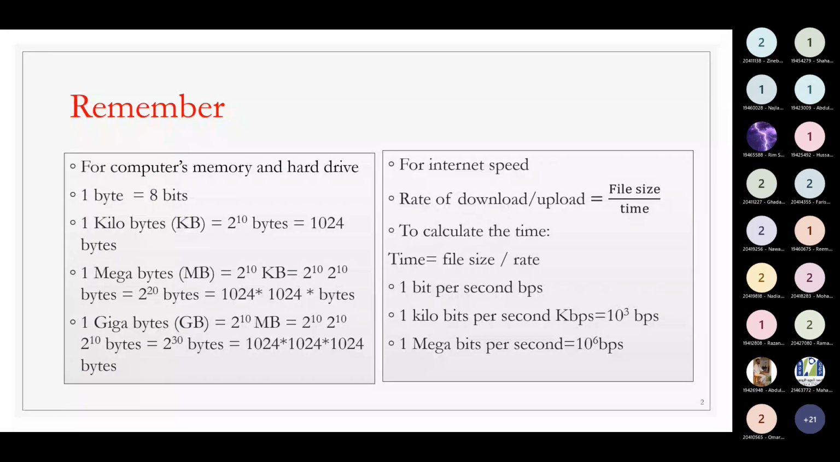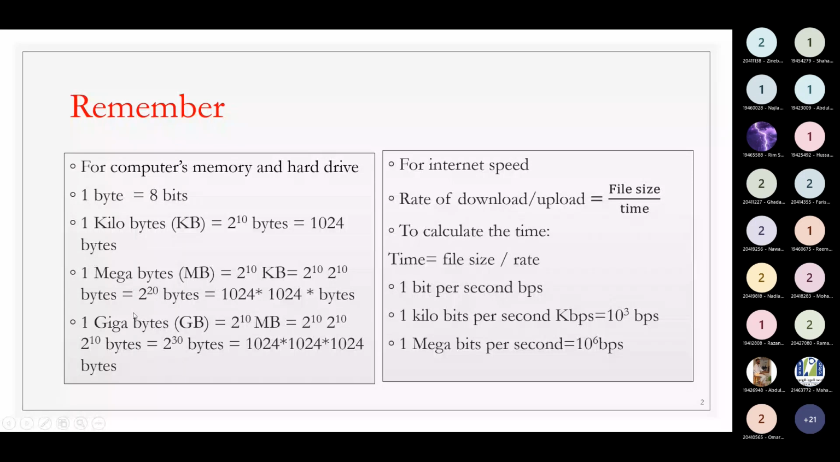Revision about all this. For computer memory and hard drive, 1 byte is equal to 8 bits. 1 kilobyte, written with a capital K and B, is equal to 2 power 10 bytes, or 1024 bytes. 1 megabyte, also written in capital, is equal to 2 power 10 kilobytes, and the kilobyte is already 2 power 10, multiplied by 2 power 10 bytes, so it will be equal to 2 power 20 bytes.